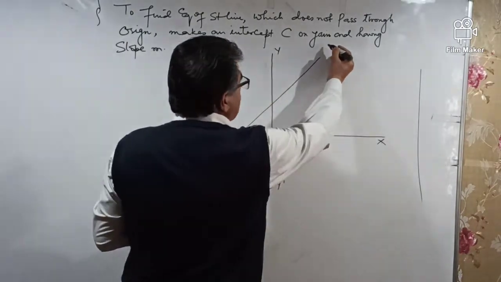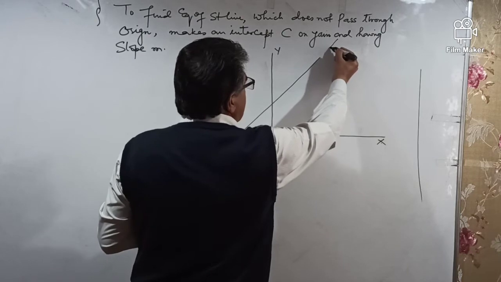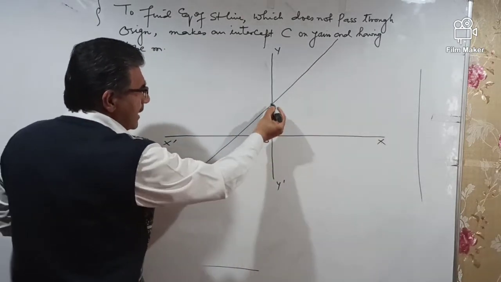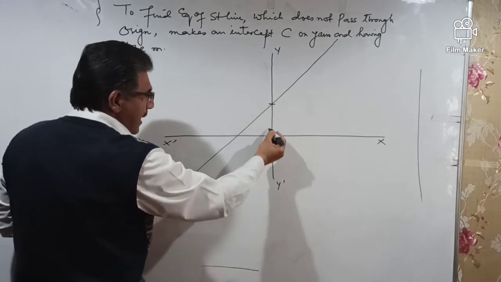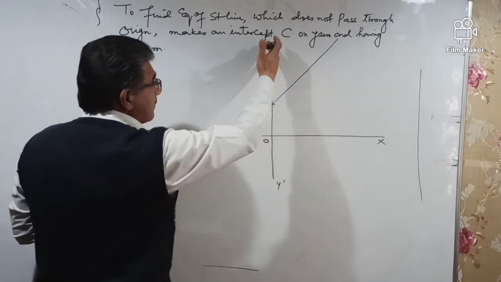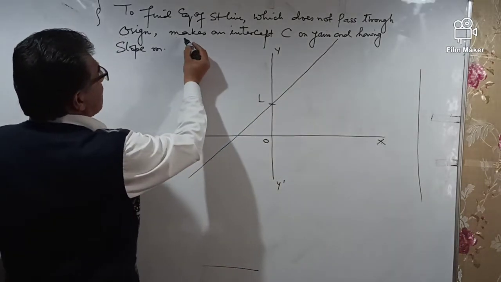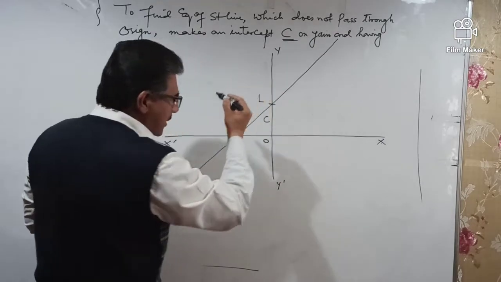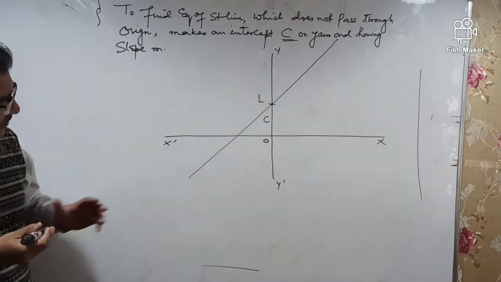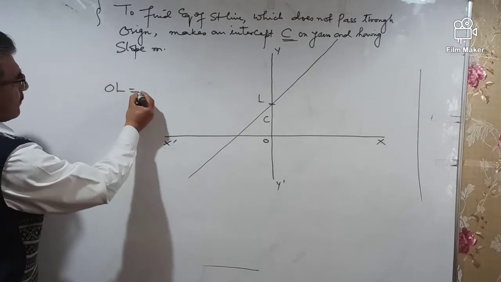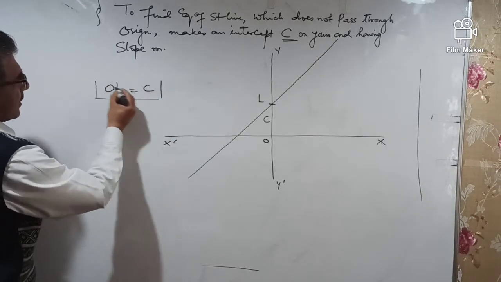फिर क्या हो रहा है इस लाइन को? ये लाइन origin से बाहर गुजर रही है. देखिए और क्या कर रही है? origin से यहां तक उसने एक इंटरसेप्ट बनाया. ये इंटरसेप्ट है. OL is called an intercept. Intercept on y-axis. It makes an intercept C on y-axis. C means इसकी लेंथ जो है वो C है. यानी यहां से यहां तक जो डिस्टेंस है OL डिस्टेंस जो है वो हमारे पास C के बराबर है.